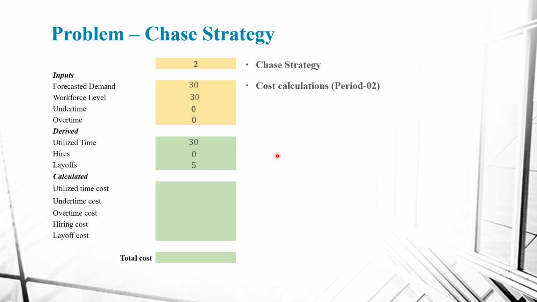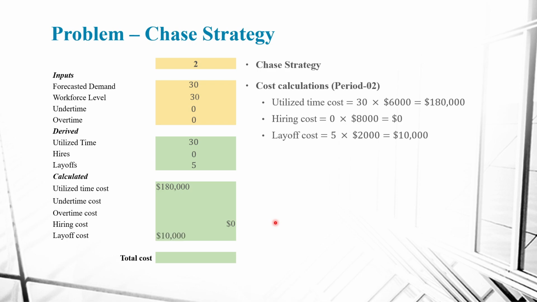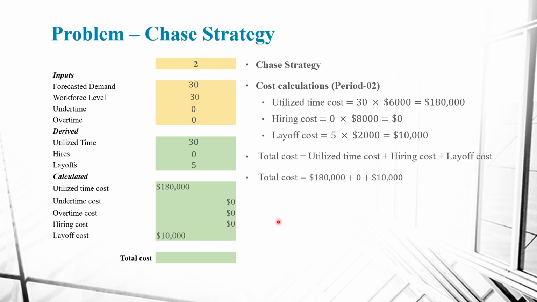The cost calculation for period 2 includes the utilized time cost of 30 workers. The hiring cost will be 0 for time period 2. Since there were 5 layoffs, the layoff cost will be $10,000 and there will be no undertime cost and no overtime cost. The total cost for period 2 will be equal to the sum of utilized time cost, hiring cost, and layoff cost. Adding up all these costs, we have a total of $190,000 for period 2.